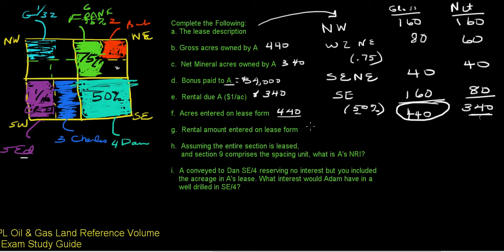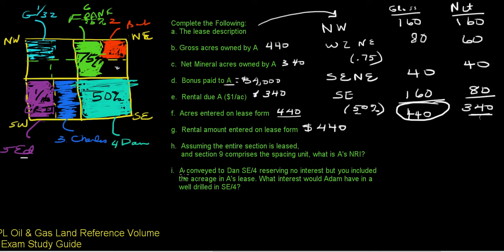Then the rental amount entered on the lease form is going to be $440. Remember, because we're going by the gross acres, and that provision will allow us to reduce it. All right, now assuming the entire section is a lease and Section 9 comprises the spacing unit, what is A's net revenue interest? Okay, let's put a pin in that. We're going to come back to that.